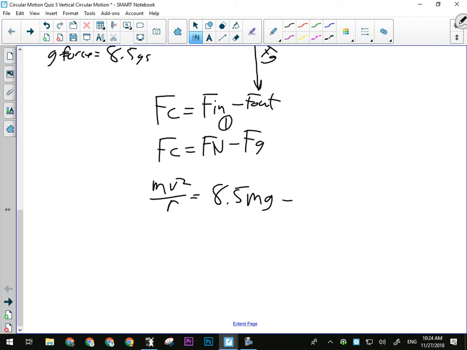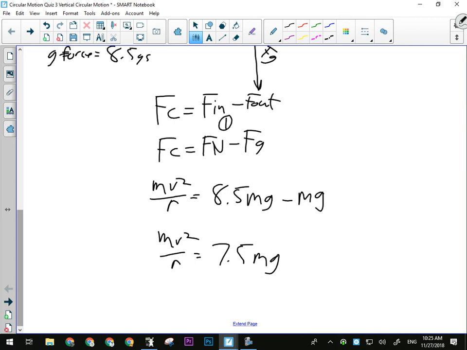How do I calculate FG? Isn't that how I calculate FG? What's 8.5 mg minus mg? I have 8 apples. I subtract 1 apple. How many apples do I have? So 8.5 apples minus 1 apple is 7.5 apples. So mv squared over r equals 7.5 mg. All I have to do now is solve for r.